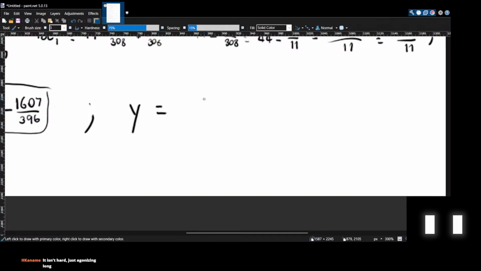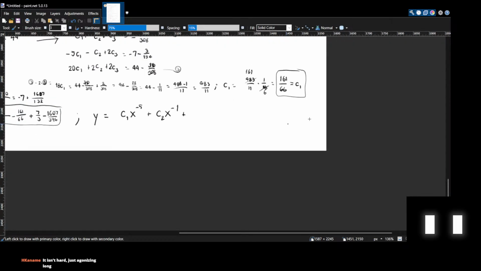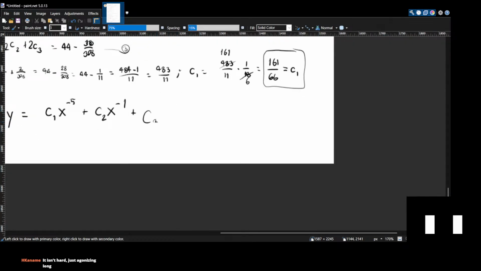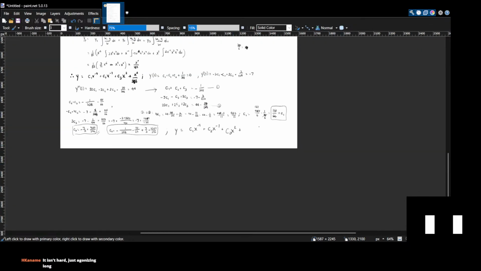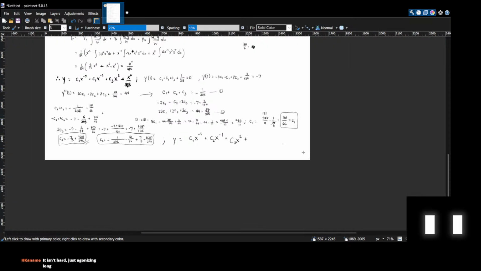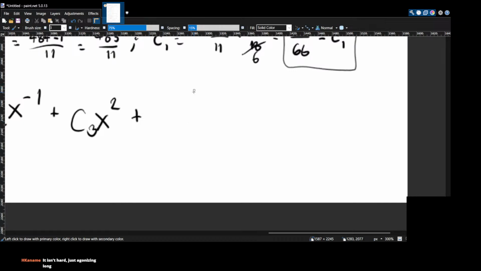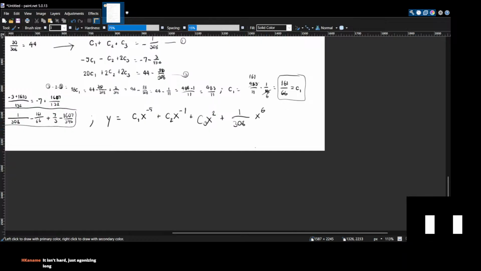Y is going to be equal to C1 x to the negative 5 plus C2 x to the negative 1 plus C3 x squared plus, hold on, plus 1 over 308 x to the power of 6. And this is our answer.